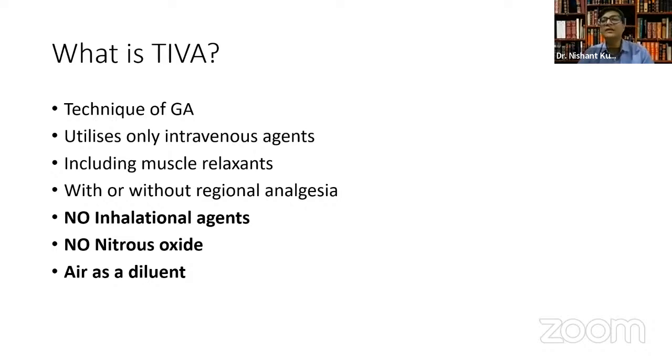It's just that TIVA means that we'll be using solely intravenous anesthetics to maintain the depth of anesthesia and analgesia without any inhalational agents, even nitrous oxide. Inhalational agents aside, oxygen obviously we'll be using, and air as a diluent. But we won't be using nitrous oxide and none of the fluorinated ethers, that is halothane, isoflurane, desflurane, sevoflurane, none of our volatile anesthetic gases. So that is what TIVA is.